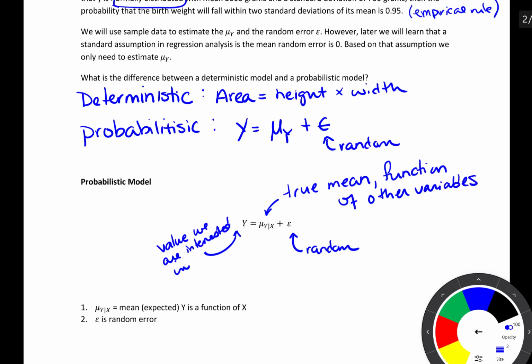By writing it this way, if we think back to our birth weight example, we're no longer going to model a new birth weight just off of the average of all birth weights. This is how we can start incorporating other variables like maternal age, length of gestation, things like that. And we're going to talk about why this is important.